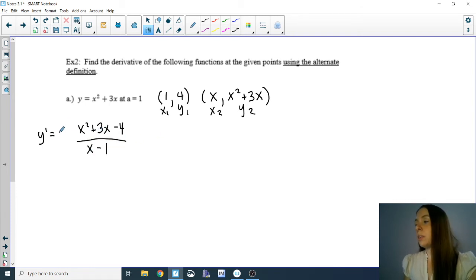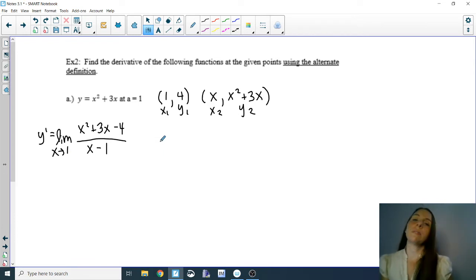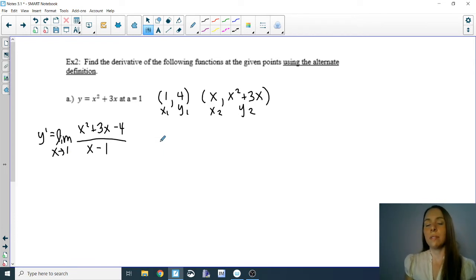And finally, let's put that limit out in front, and here's what your limit is. It is the limit as x approaches this value, 1. Okay, so that's the major difference between the original definition that we saw in the first video and the alternate definition, is that you are defining your points in such a manner that you are not going to have a limit as h goes to 0. You're going to have a limit as x approaches whatever value you're trying to find your derivative at.